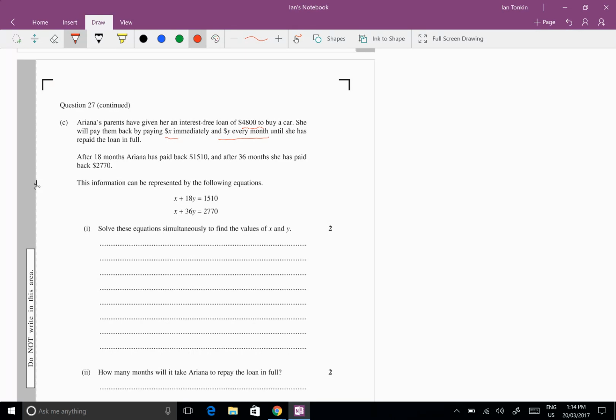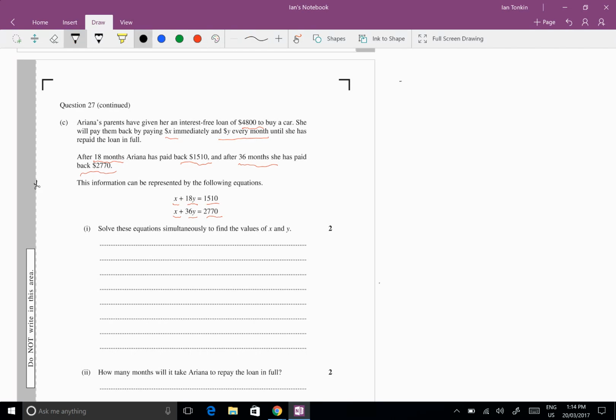After 18 months, so it's 18 Ys, Anna has paid back that amount. After 36 months, well, that's 36 Ys, she's paid back that amount. And they've written the equations. X, the original amount, plus 18 months of Y, and that's how much she's paid. X, how much she paid originally, plus 36 Ys, and she's paid back that much. So let's solve these two equations simultaneously.